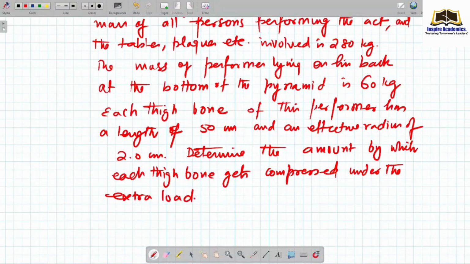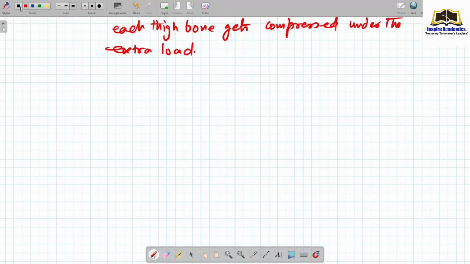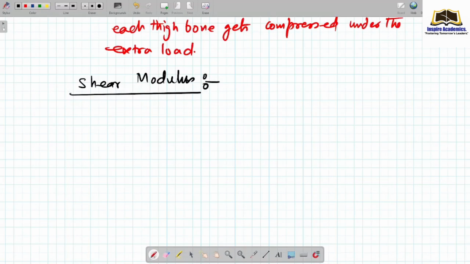This you can do at home. Okay. Apply the principles which you have already been taught. Let us now discuss shear modulus. Our topic is shear modulus. If you see what is shear modulus, I had already explained earlier.